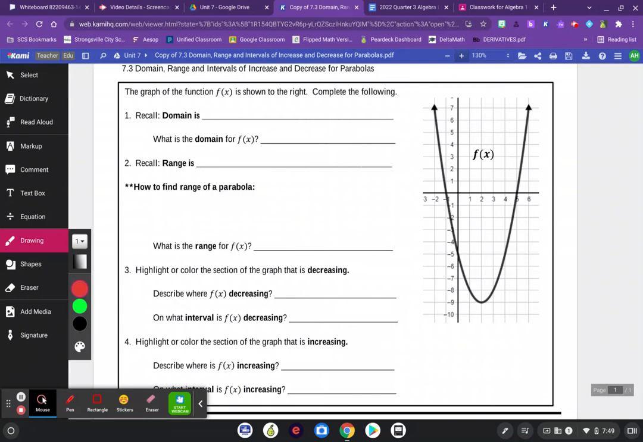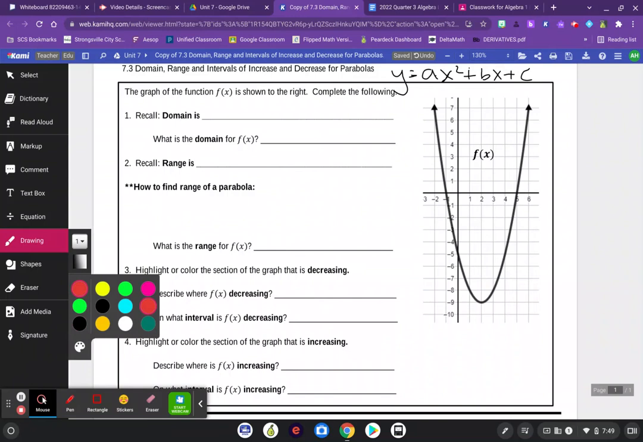And so when we're dealing with parabolas, what we're really talking about are functions in the form y equals ax squared plus bx plus c. And that type of function is what produces this U-shaped graph.